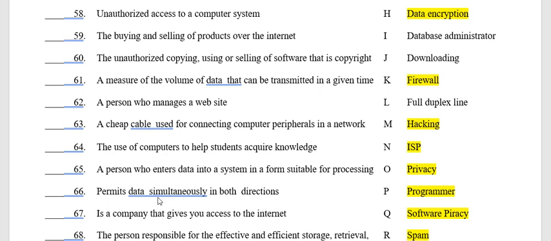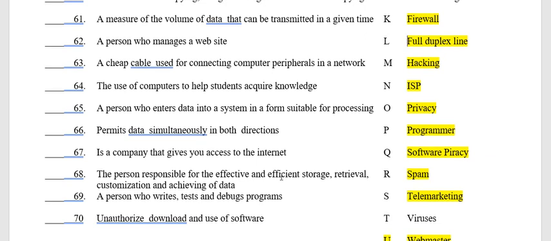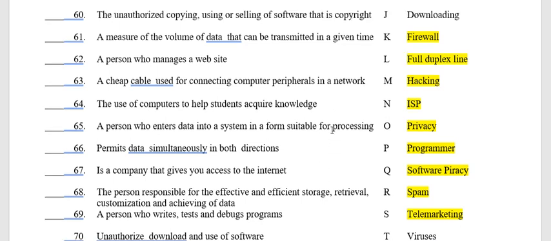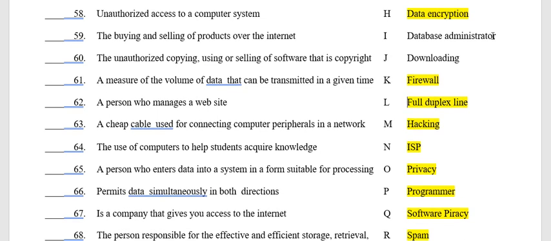Permits data simultaneously in both directions. It's called a full duplex. A person responsible for the effective and efficient storage, retrieval, customization of data here. Let's look. The answer is the data administrator here.